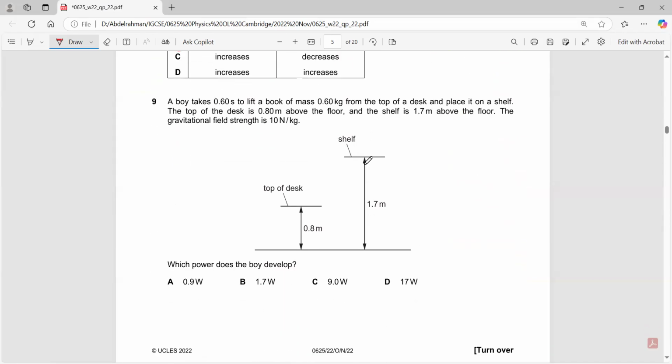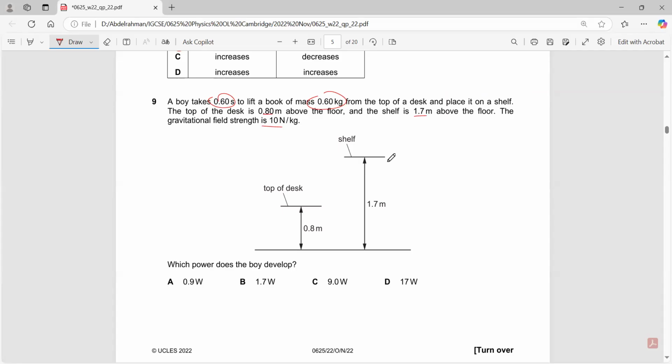Question 9. Which power does the boy develop? Boy takes 0.6 seconds to lift a book of mass 0.6 kilograms from the top of a desk and place it on a shelf. Top of the desk is 0.8 meters. The shelf is 1.7 meters above the ground. The gravitational field strength is 10. Okay, it's not bad.